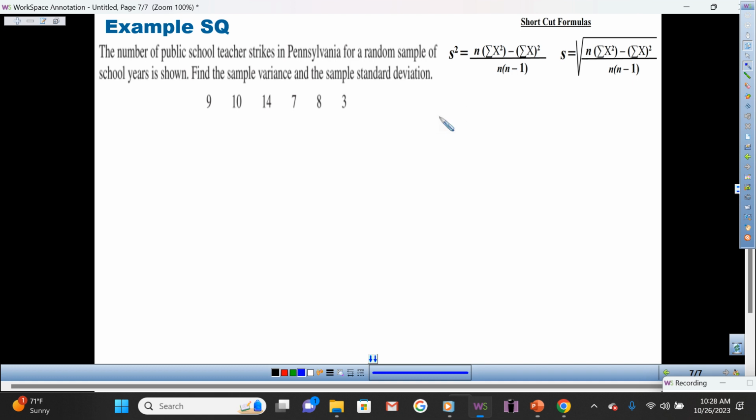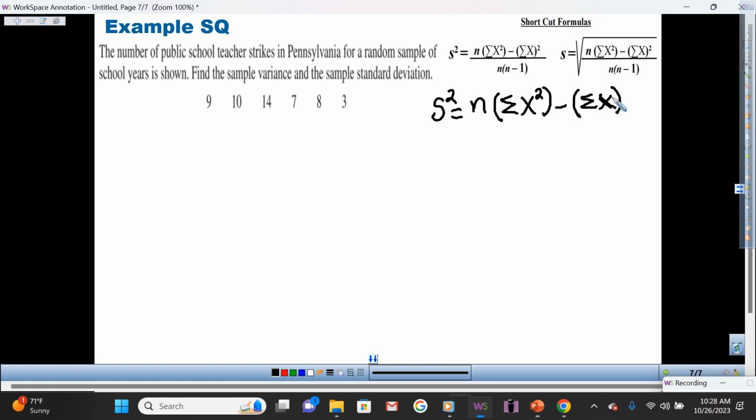Then let's copy our shortcut formula for the variance sample. S squared equals the number of data times the sum of data squared minus, parentheses, sum of the data, and then taking that squared over n times n minus 1. I'm going to use 3 different colors to substitute values, guys. I'm going to use red, green, and blue if you have them.